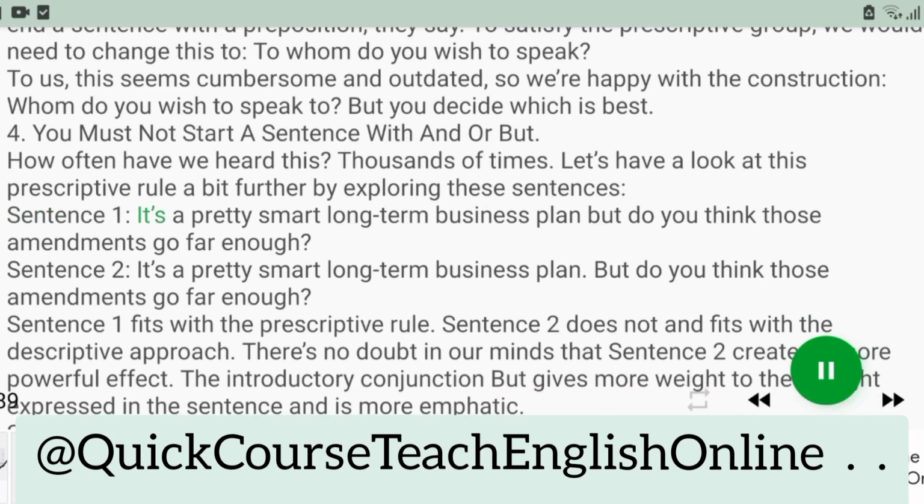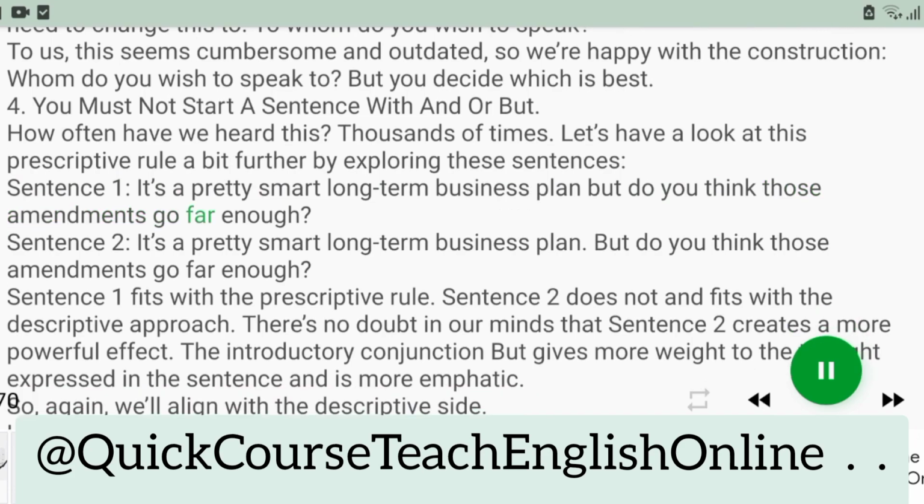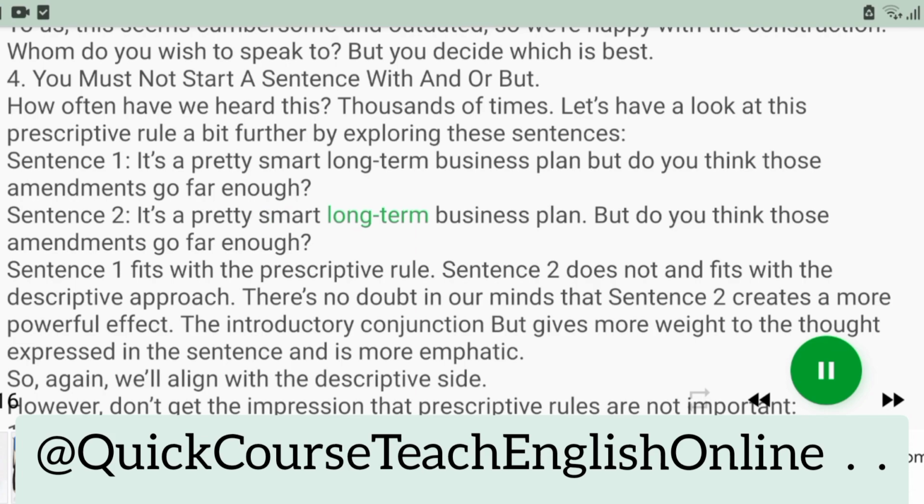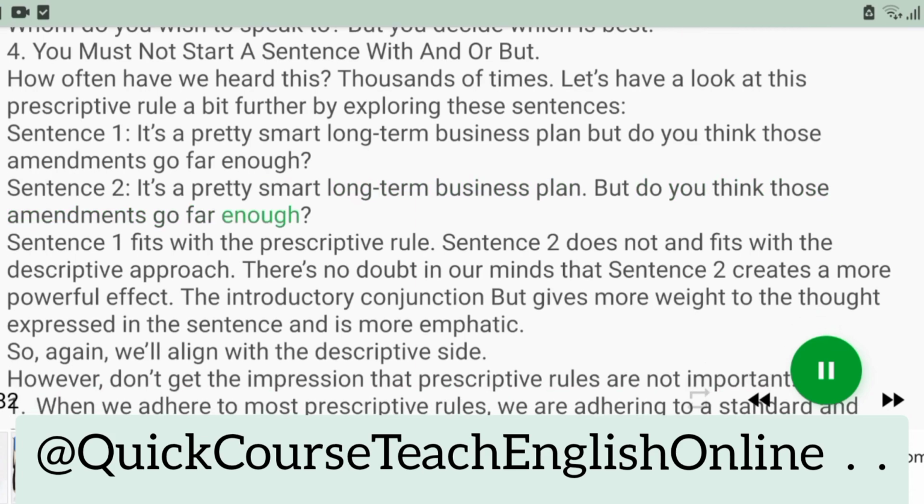Sentence 1. It's a pretty smart long-term business plan, but do you think those amendments go far enough? Sentence 2. It's a pretty smart long-term business plan. But do you think those amendments go far enough?